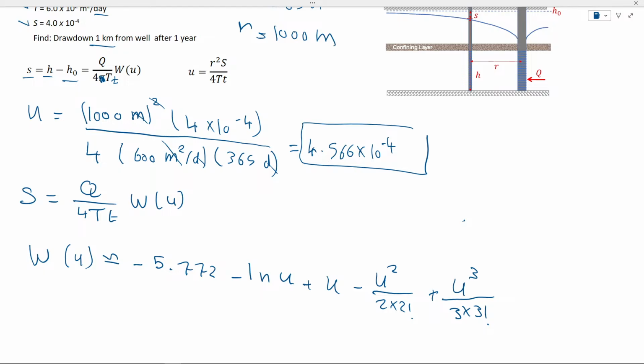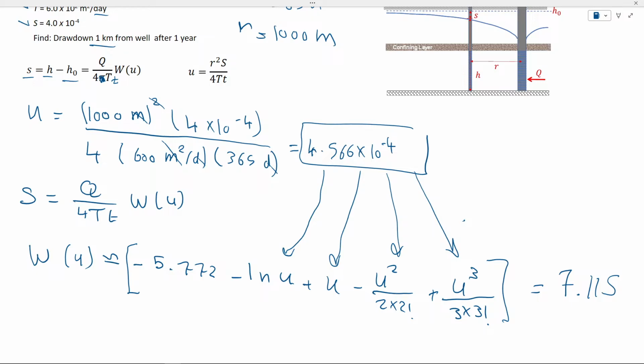So I know that this guy is approximately equal to something like this. You just substitute the u here, and here. This is ln u, this is u, this is squared, this is cubed. If you evaluate this, that will give you 7.115.